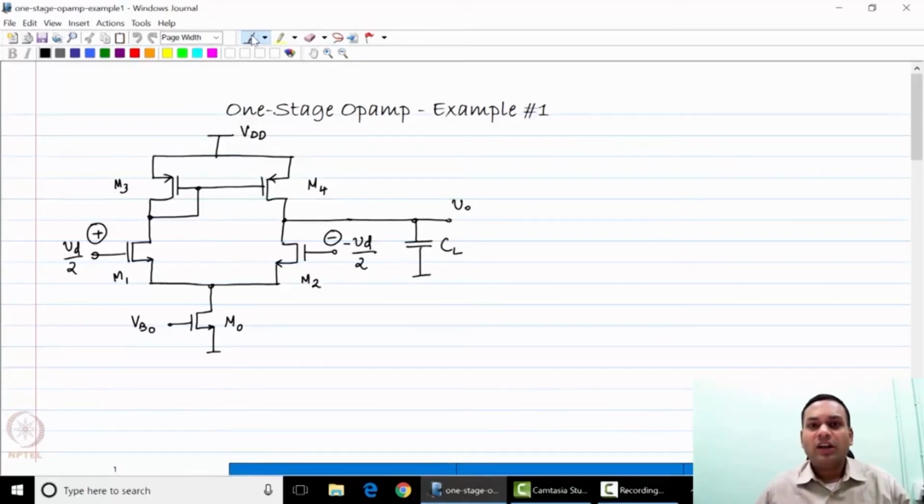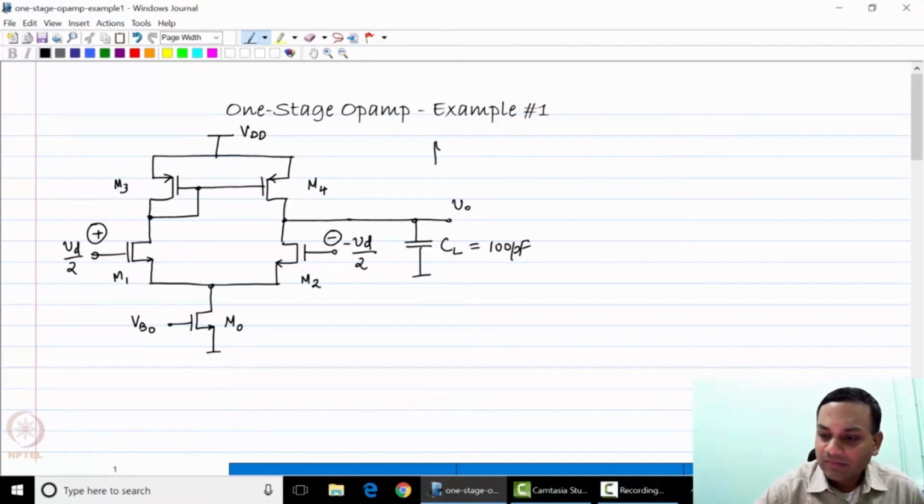In this lecture, we'll look at a quick example to analyze the one-stage op-amp that we've been looking at so far, and we'll try to put together as many of the datasheet values as possible. So to start off with, this is the one-stage op-amp. Let us say that the op-amp is driving a load capacitance of 100 picofarad, and let us also say that the device parameters are as follows.